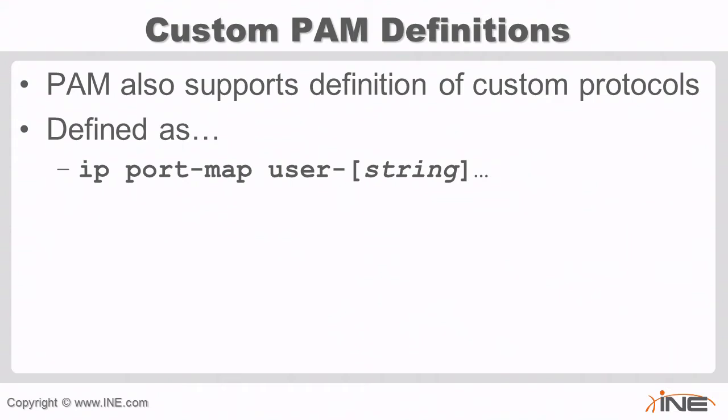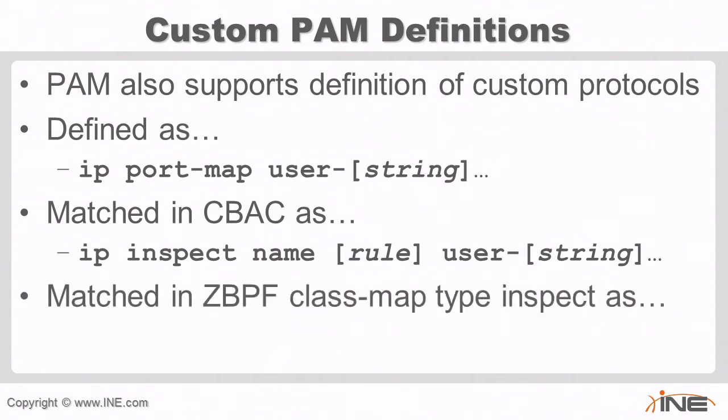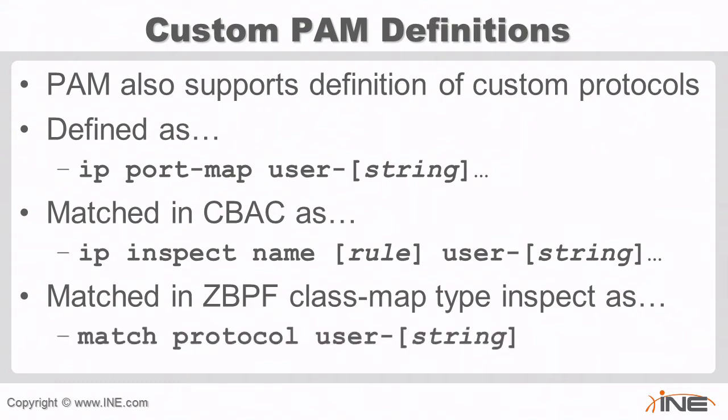However, if it's some non-standard custom application, it may make it easier for us to just define a new value to then be referenced in CBAC as the ip inspect command followed by the protocol user- and then the string. Or in the case of the zone-based policy firewall, inside of our class-map type inspect, we would say match protocol user- and then whatever our custom string is.